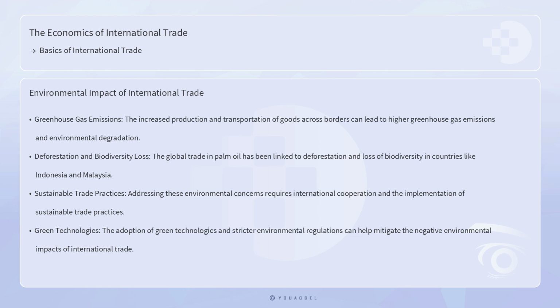Moreover, international trade raises important questions about environmental sustainability. The increased production and transportation of goods across borders can lead to higher greenhouse gas emissions and environmental degradation. For instance, the global trade in palm oil has been linked to deforestation and loss of biodiversity in countries like Indonesia and Malaysia. Addressing these environmental concerns requires international cooperation and the implementation of sustainable trade practices. The adoption of green technologies and stricter environmental regulations can help mitigate the negative environmental impacts of international trade.